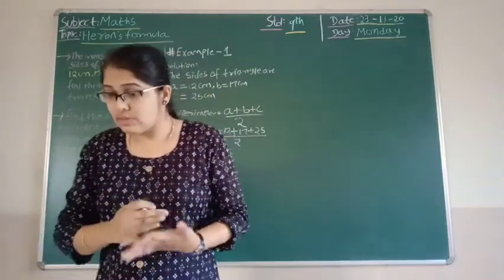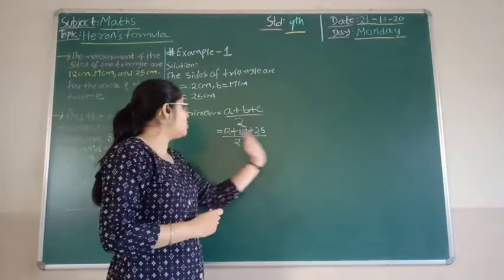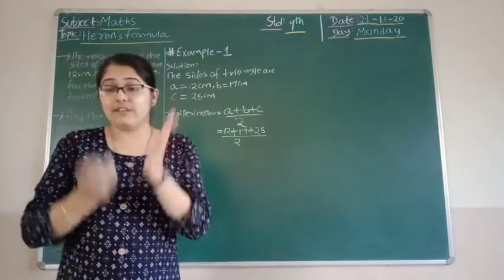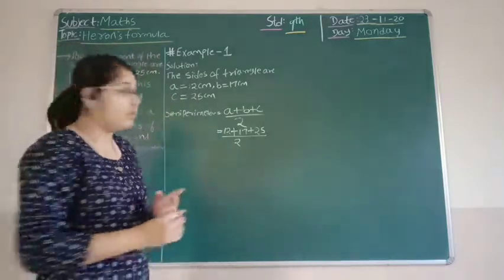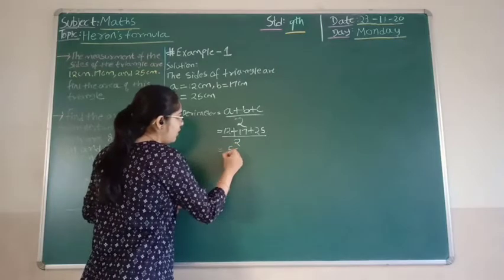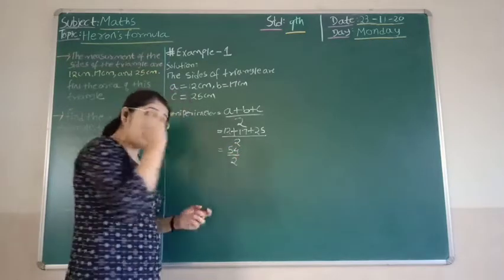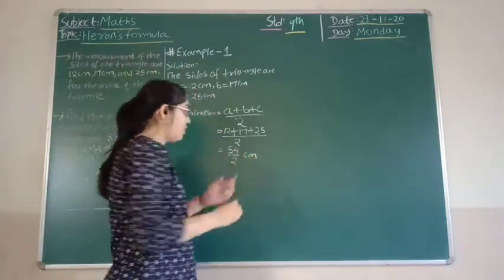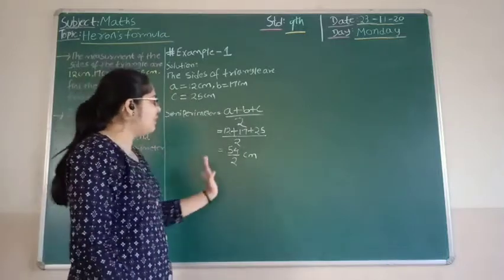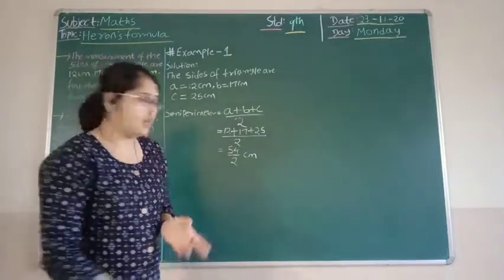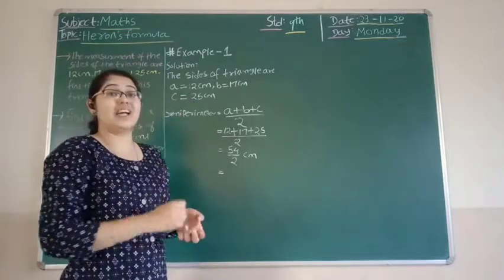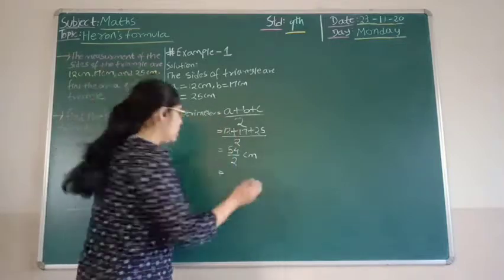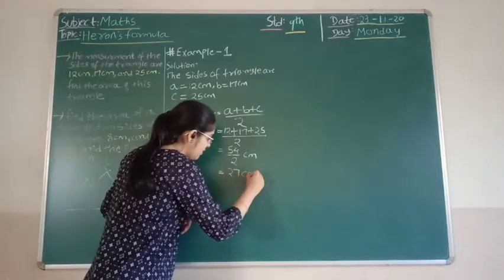Here, students, basically we'll do the addition of all of this, that is 12 plus 17 plus 25. When you calculate this, the total will be 54. All of this is again divided by 2, and I am writing centimeter because this is a unit. Now I divide 54 by 2. As you divide it, you will get the answer 27 centimeter. This is a basic division, 54 divided by 2, so I am writing 27 centimeter.